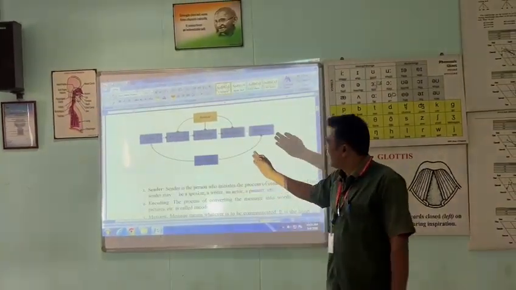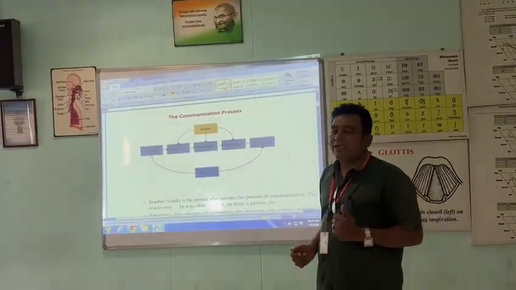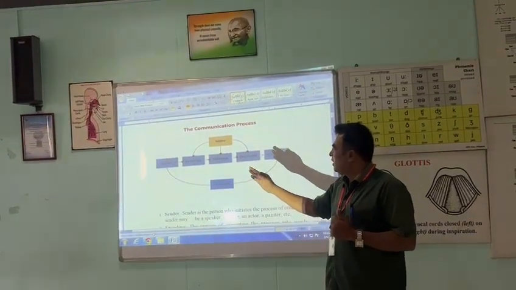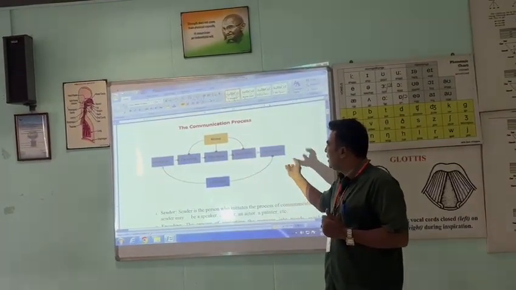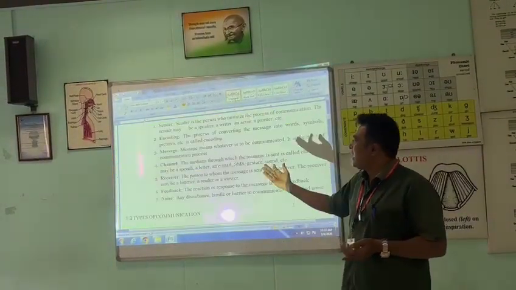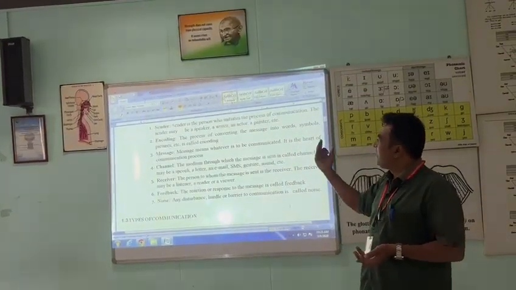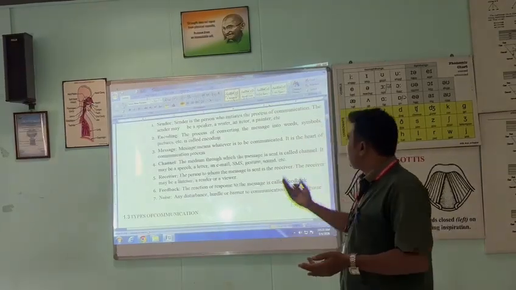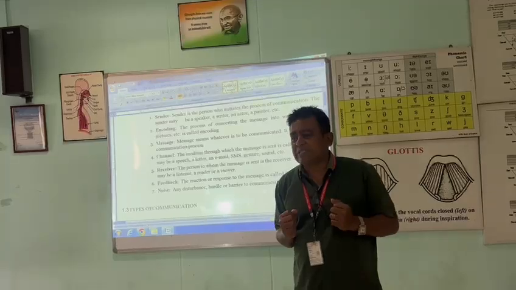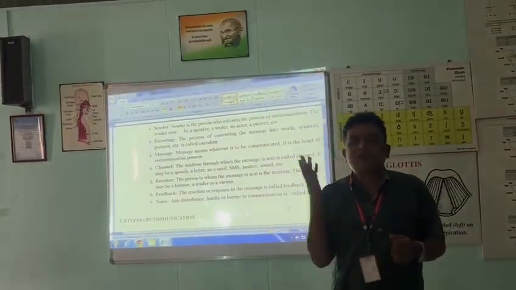In this diagram, you can understand very clearly how communication is happening. The sender does the encoding, and after the noise, the message is decoded by the receiver, who again gives feedback. Now you can understand clearly. Sender is a person who initiates the communication process. The sender may be a speaker, a writer, an actor, a painter. You communicate yourself in different ways, so it plays a very important role in your life.